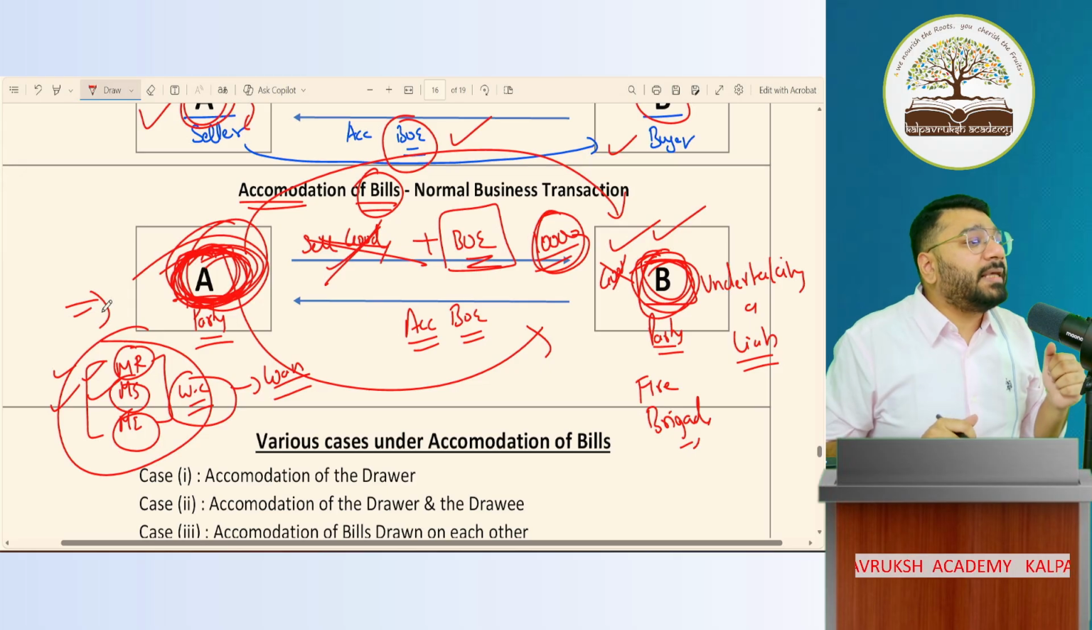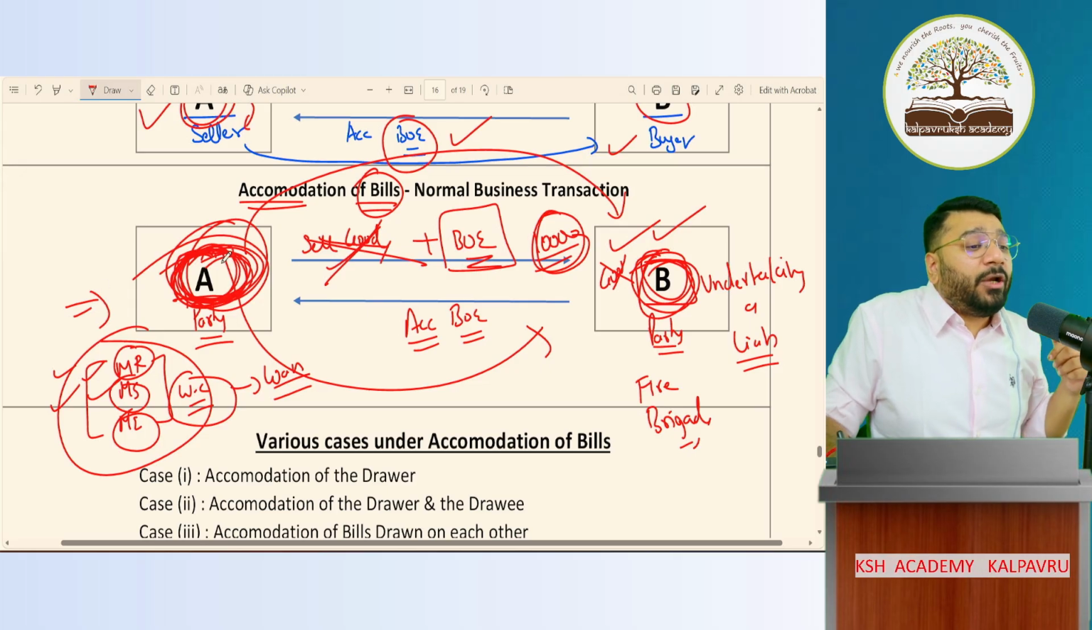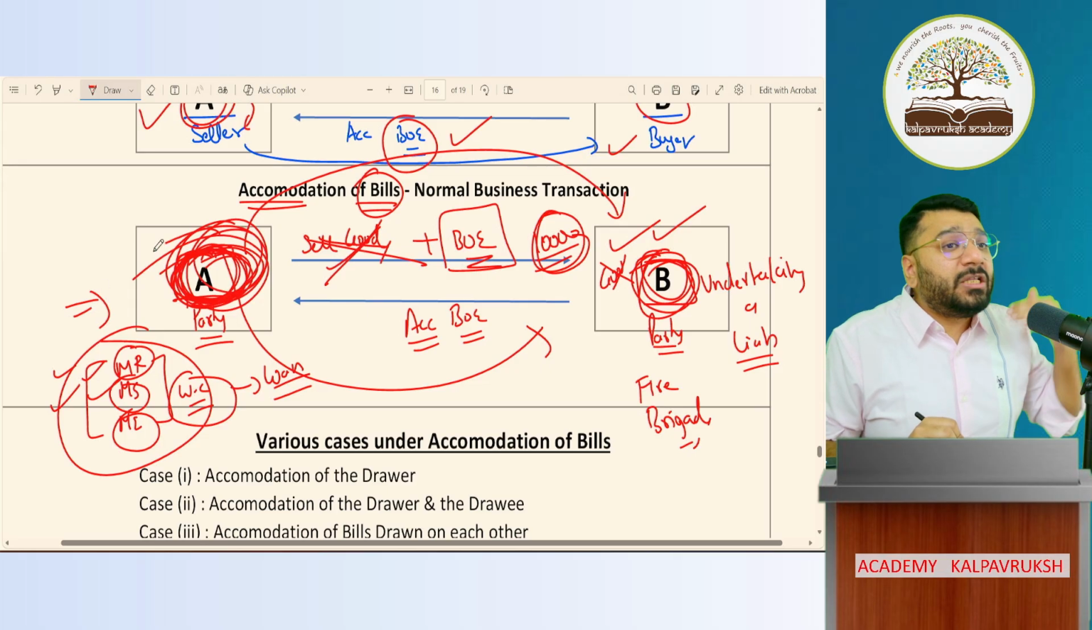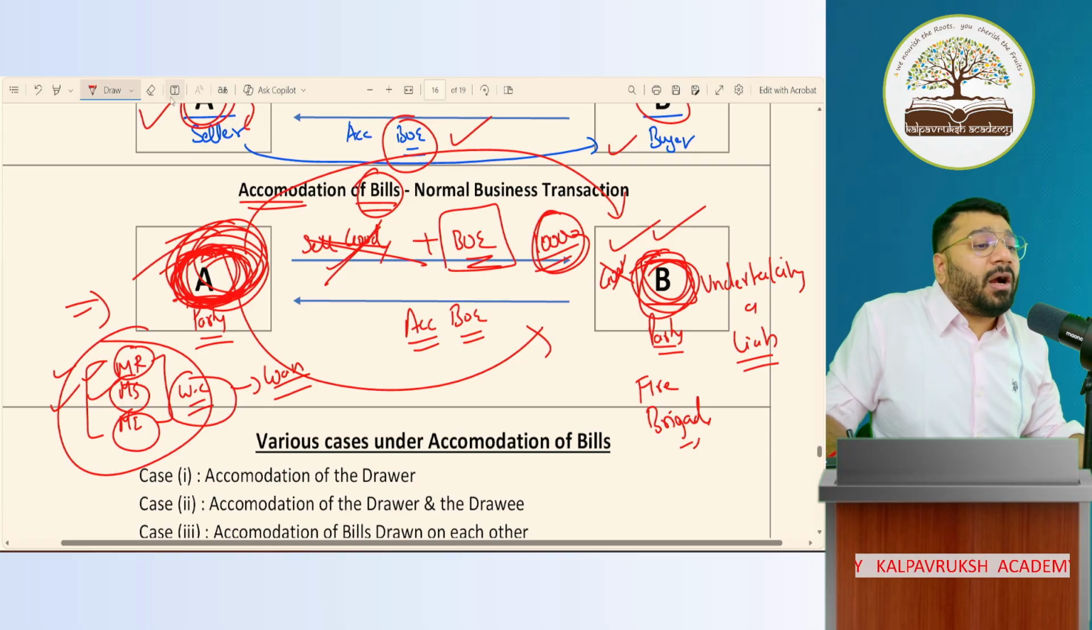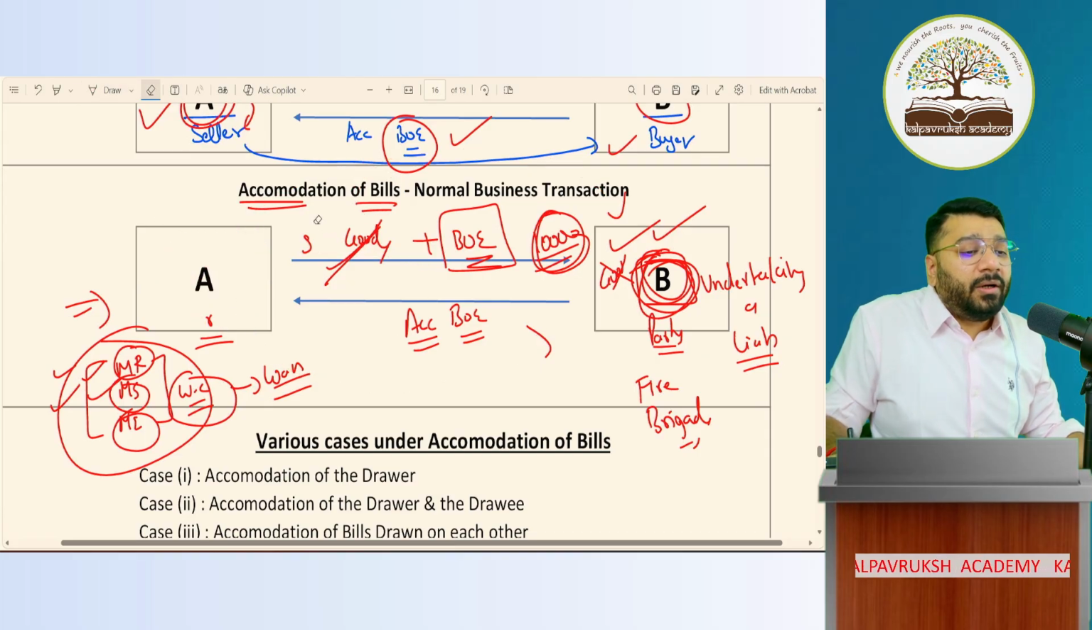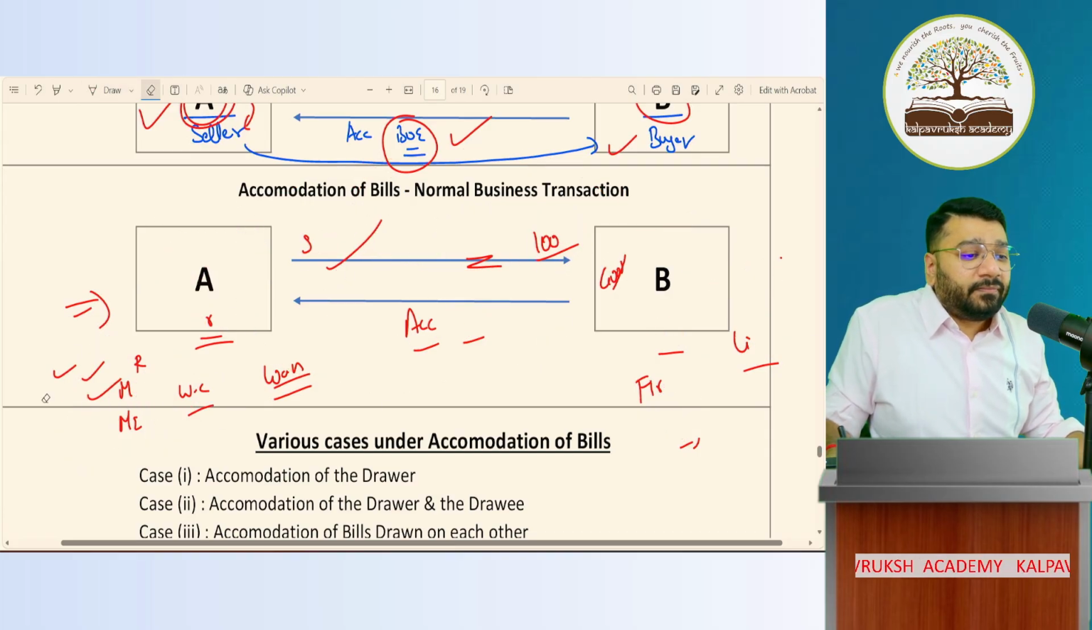So this is also called accommodation of bill. Means what? We are trying to accommodate party A. Means what? We are trying to support, help party A. Hence the name is called accommodation of bill. Got it? Not got it?